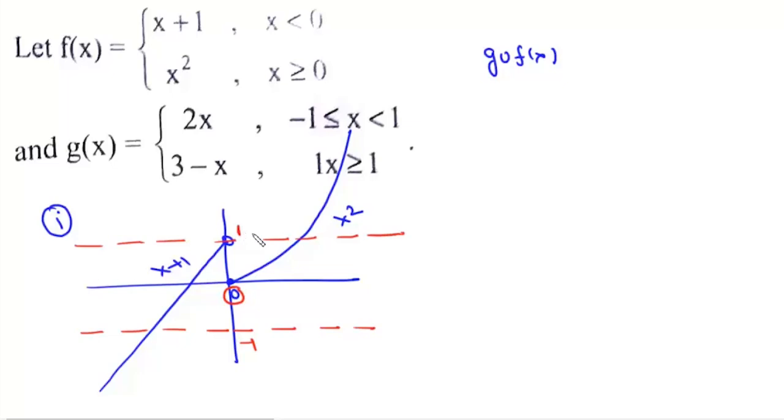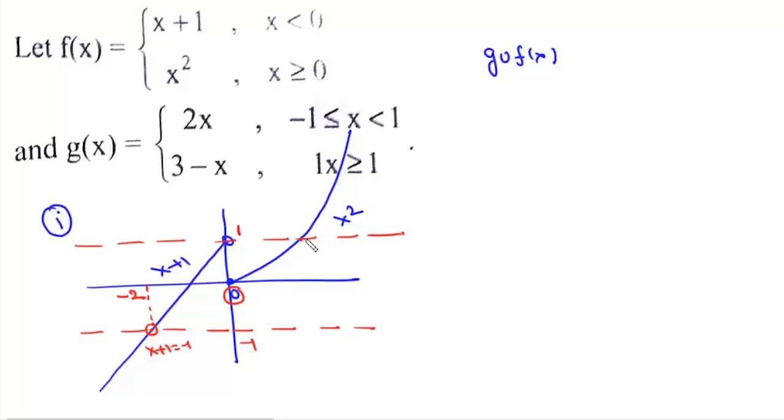Plus 1. Now we'll find their point of intersection. So we have just one point of intersection here. We have another point of intersection which is given by this value. Now this point is the graph of x plus 1 intersecting this line y equals minus 1. So x plus 1 equals minus 1, so this point is minus 2.